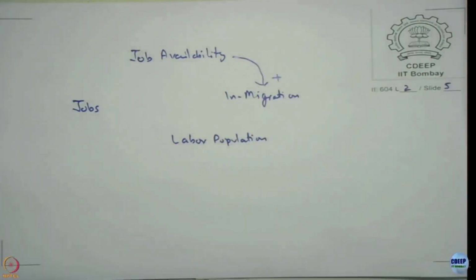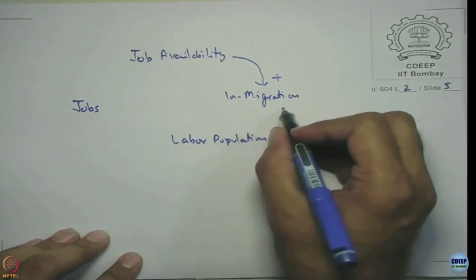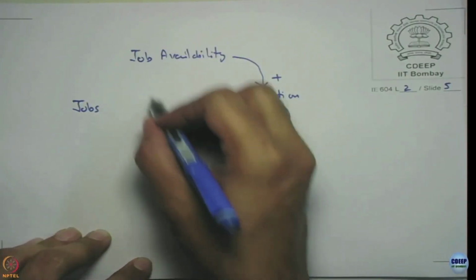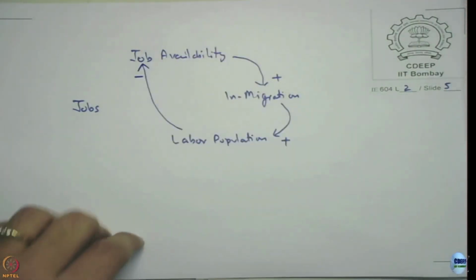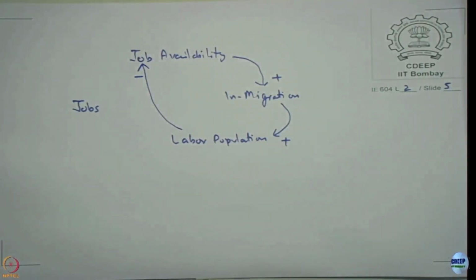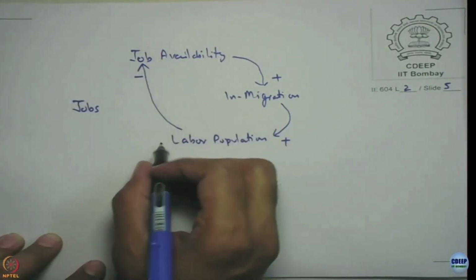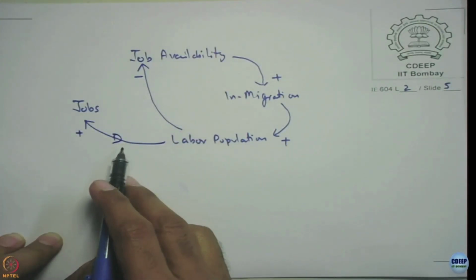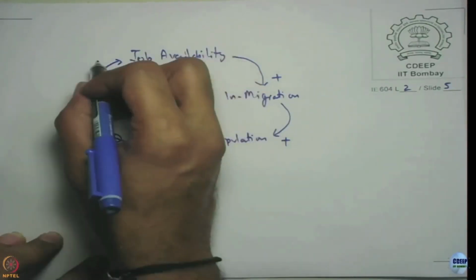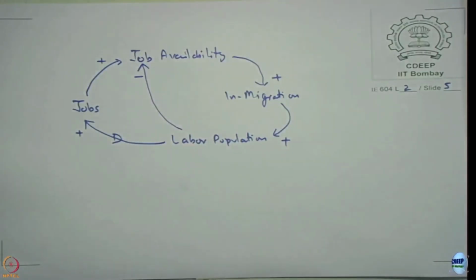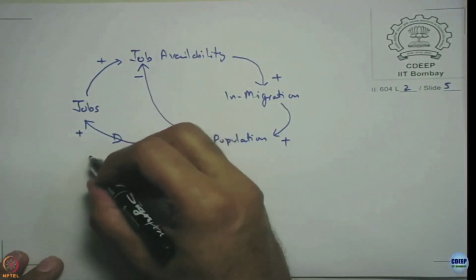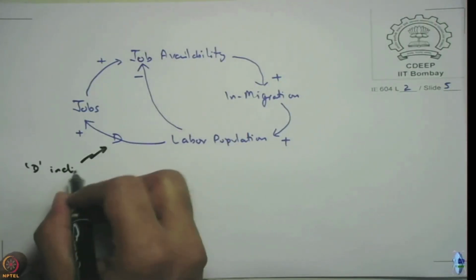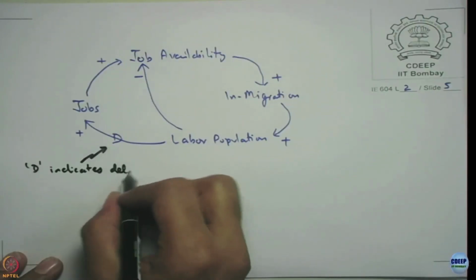Job availability increases, in-migration increases. When in-migration is more, you can expect an increase in labor population. Thus, labor population absorbs the jobs. A decrease in general job availability has to happen, but after some time the labor population increases the number of jobs, so there is a delay, and as jobs increase, of course, job availability also tends to increase. So, just to indicate it, this D indicates delay.